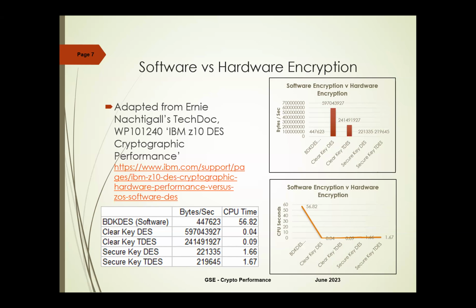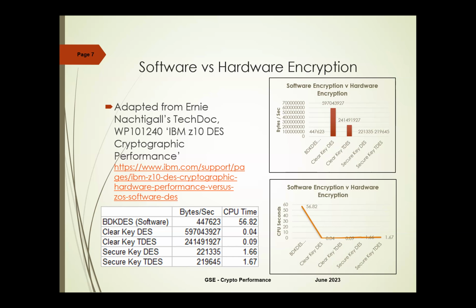When he was running that software, he was able to encrypt about 500,000 bytes per second. But that was very expensive because that was being done on the general purpose engines, and that took almost a full CPU minute to encrypt that 10 gig file. Then he wrote an assembler routine that used the native CPACF instructions to encrypt the same file using the same DES algorithm and the same key.